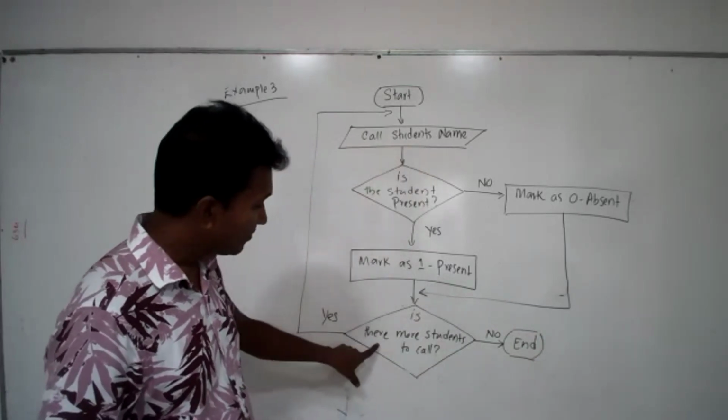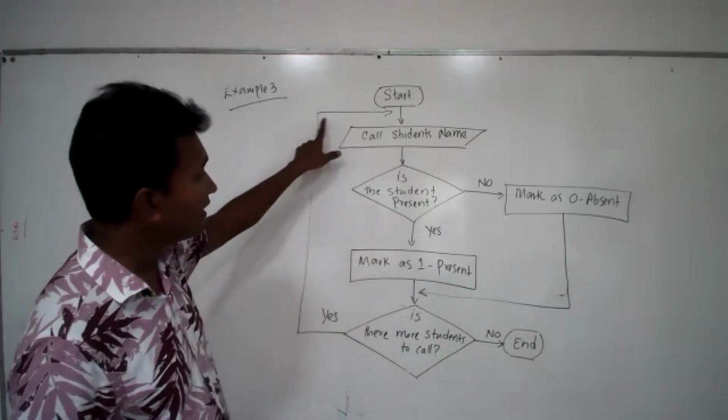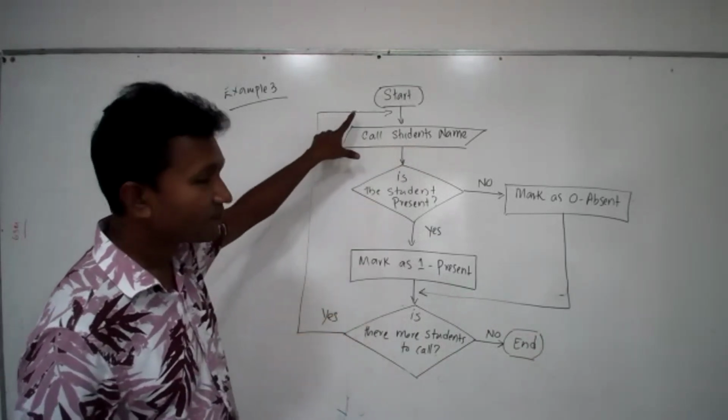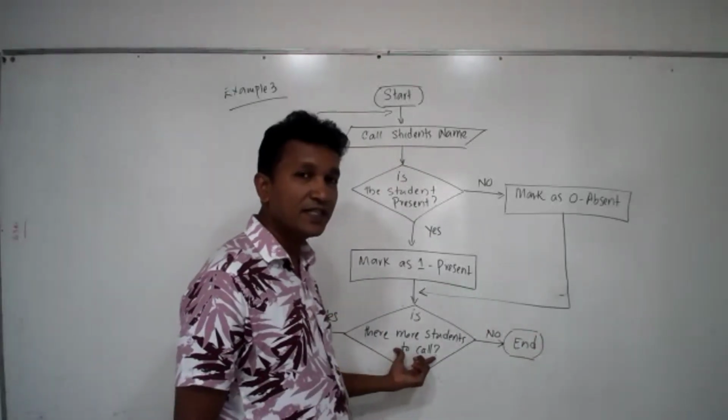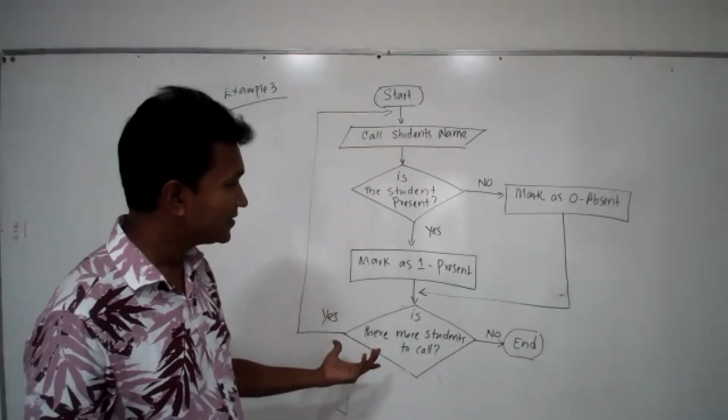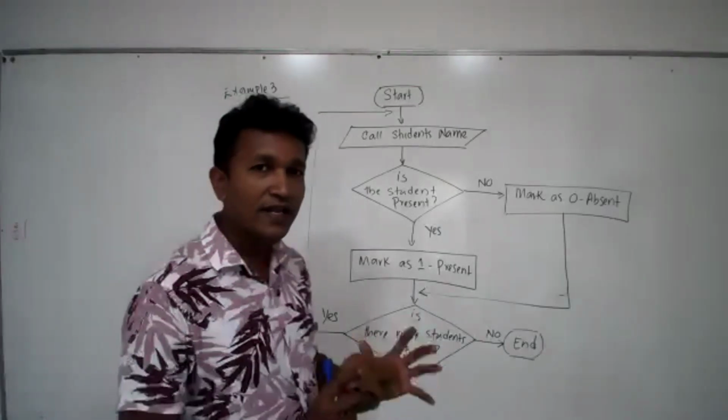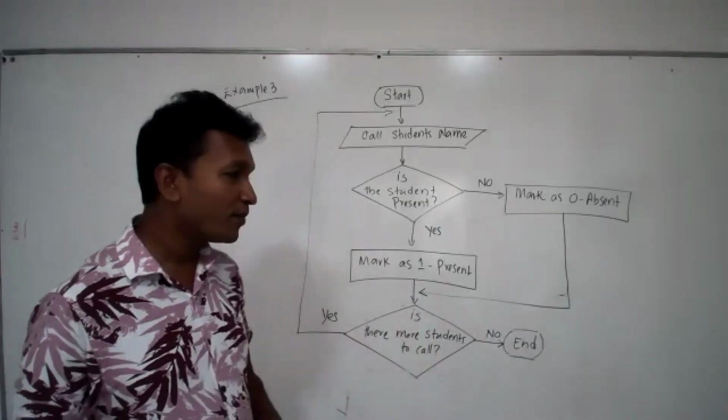Understood? Because the flow is going here from bottom to up. Therefore, this is the condition for the repetition. Only understand this. Don't think too much.